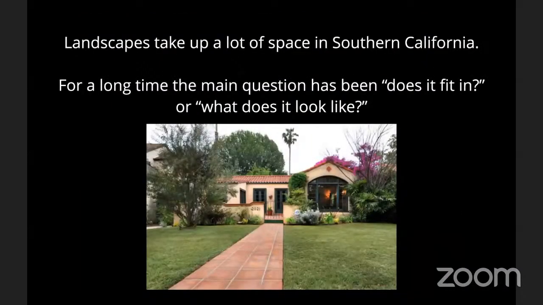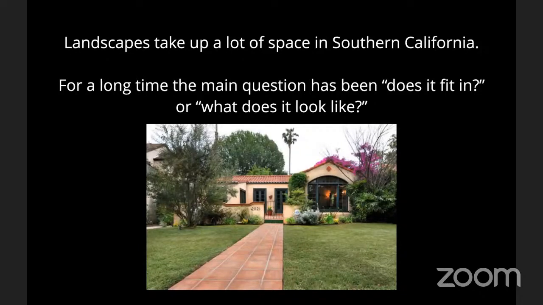Landscapes take up a lot of space in Southern California, even in our urban areas. Outside of downtown Los Angeles, if you look at most of Southern California in an aerial photograph, there's actually a surprising amount of green space, trees, lawns, a lot of it.